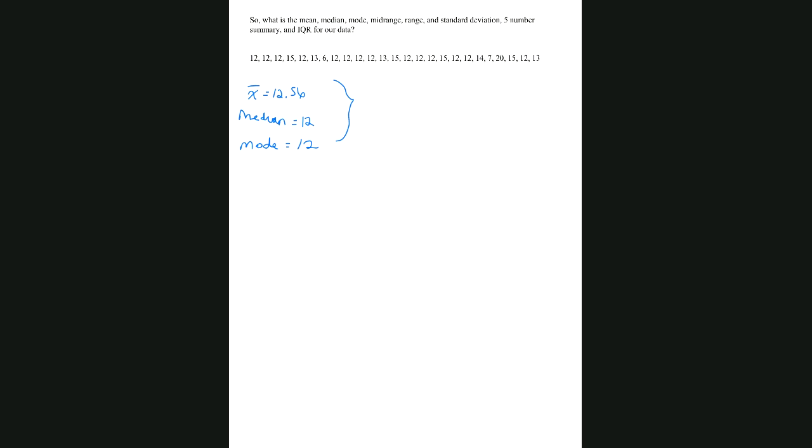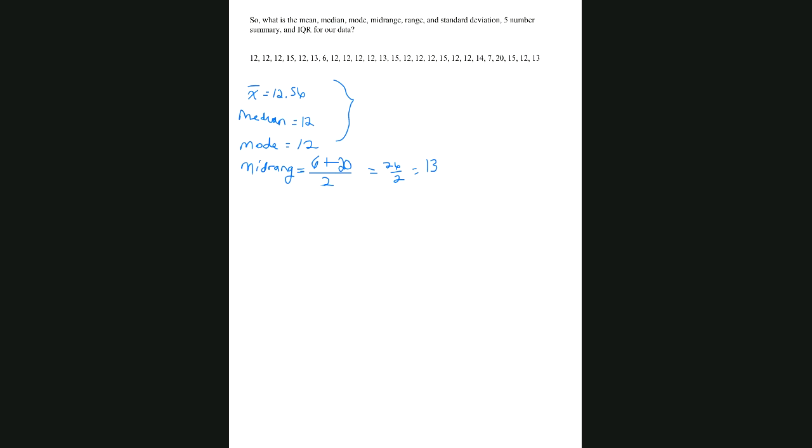The mid-range. Now the mid-range is not given to me in the document, but I can easily find it because it's basically the average of the highest and lowest number. So the lowest number is 6, the highest number is 20. Again, excuse my crazy writing with this mouse, and I'm going to divide by 2. So that's going to give me 26 divided by 2, and that gives me 13. So the mid-range is 13.